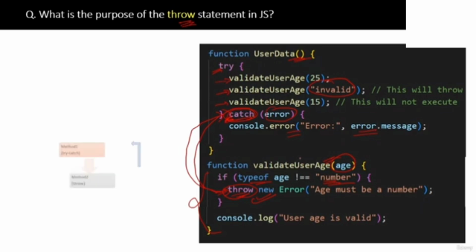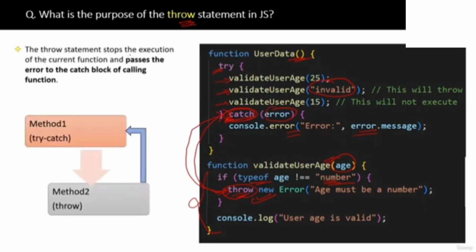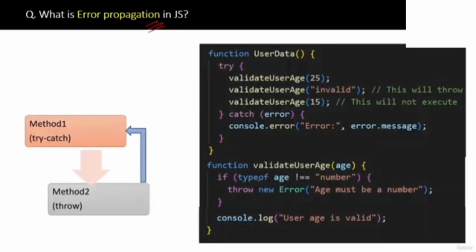The proper definition is: the throw statement stops the execution of the current function and passes the error to the catch block of the calling function. That is the definition of the throw statement. What is error propagation in JavaScript? This is very much related to the throw statement. And here is the code of throw statement, which is used to pass the error from the called function to the catch block of the calling function, right? Basically, throwing the error means propagating the errors only.